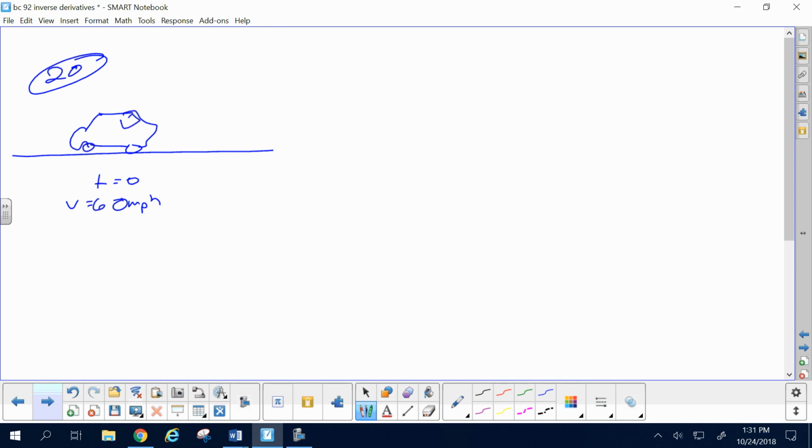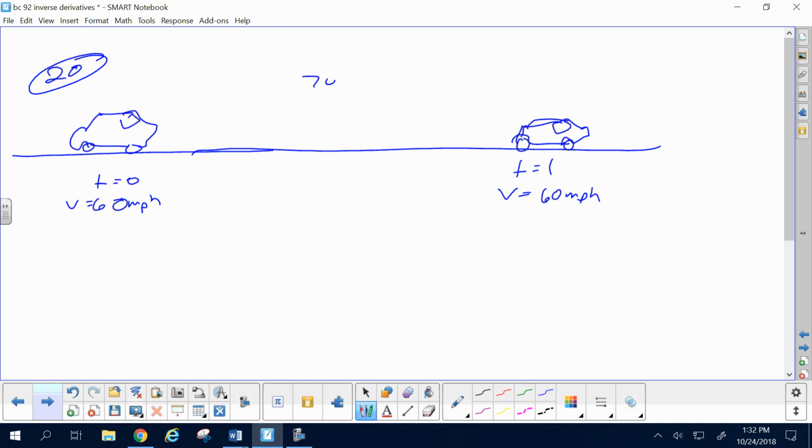Okay, so one hour later. This is actually how they used to do speed traps. At one hour, he slams on the brakes again as he sees the policeman, and he's going 60 miles per hour. But they're 70 miles apart. He's going at least an average of 70 miles per hour.